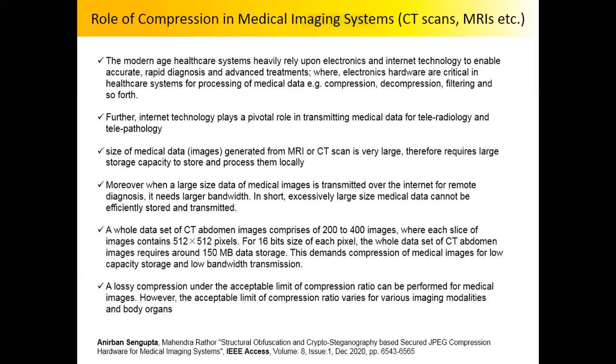Moreover, when the large size of medical images is transmitted over the internet for remote diagnosis, it also needs large bandwidth. That's another problem, right? So in short, excessively large medical data cannot be efficiently stored and transmitted. So any of the hospitals that you see around do not keep very large medical images of the patients. They somehow find a way to store them in a compressed format.